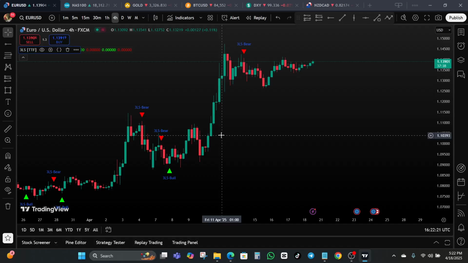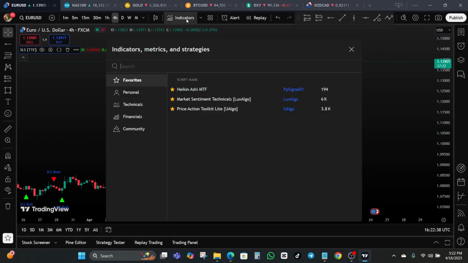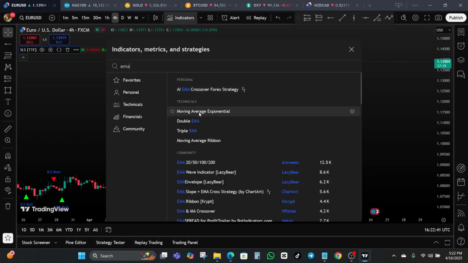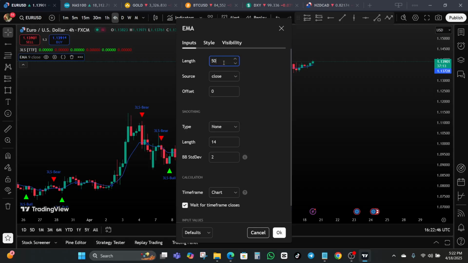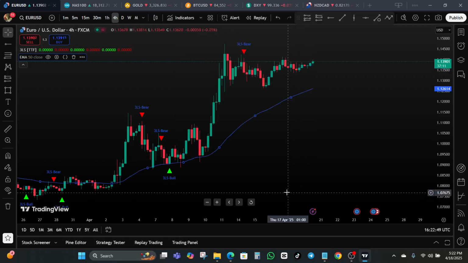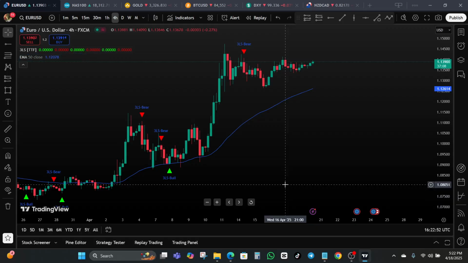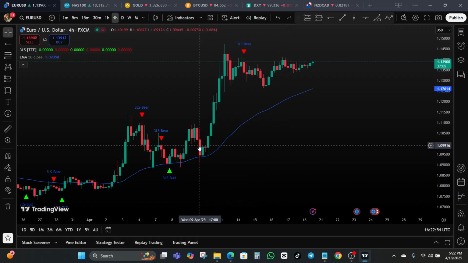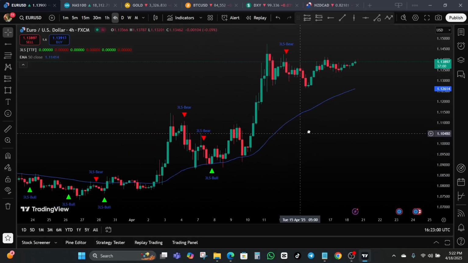Now, while the three line strike indicator can be highly effective on its own, combining it with other technical indicators can improve its accuracy and reliability. You can decide to use this indicator with moving averages. You can add the 50 period EMA to the chart, and it can help to confirm the direction of the trend. If the price is above the moving average, focus on buying signals. If the price is below the moving average, you focus on selling signals.